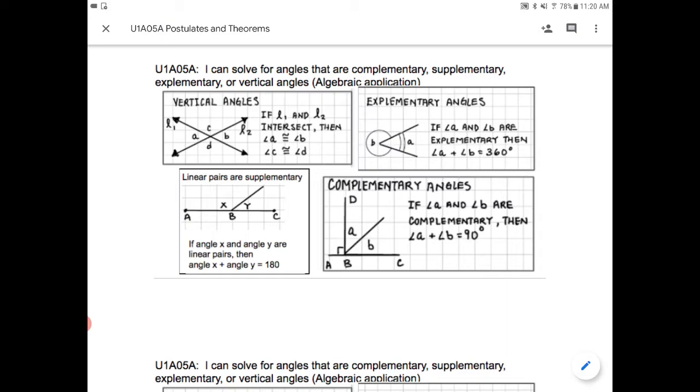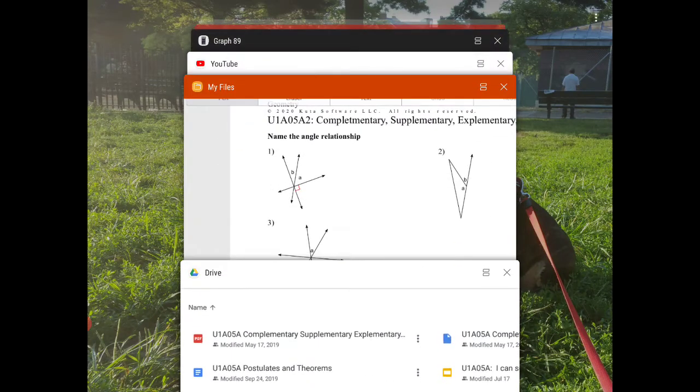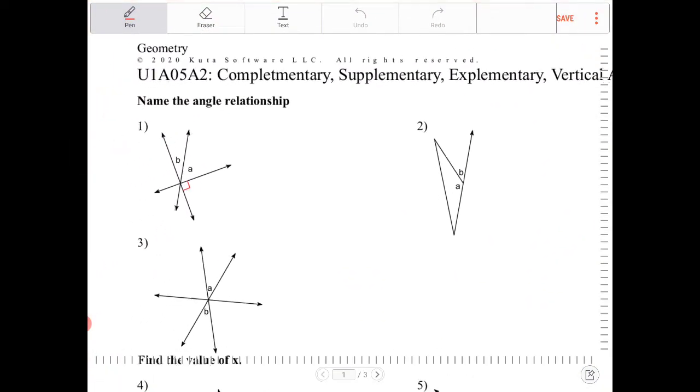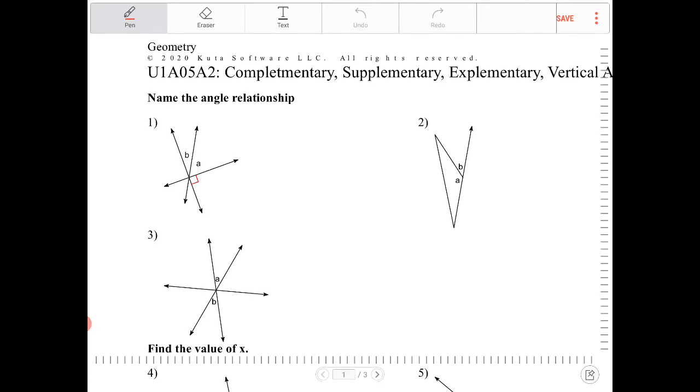Anyway, let's take a look at some exercises together. For this set of questions, it says to name the angle relationship. By the way, I am doing assignment U1A05A2. The one that was assigned is U1A05A without the 2 there, right? Anyway, I'm going to go through all the different questions here just to give you guys an example.